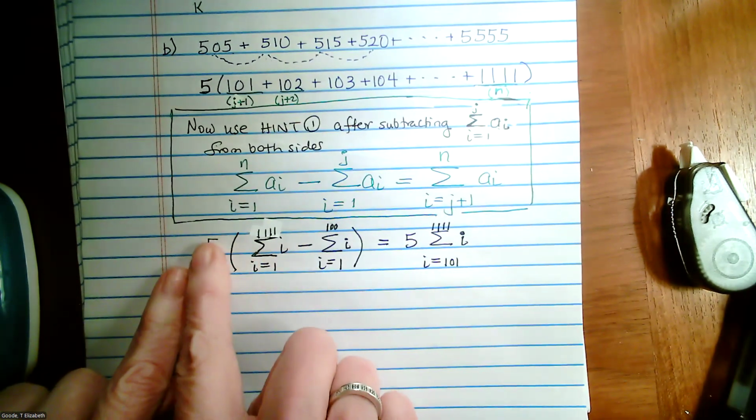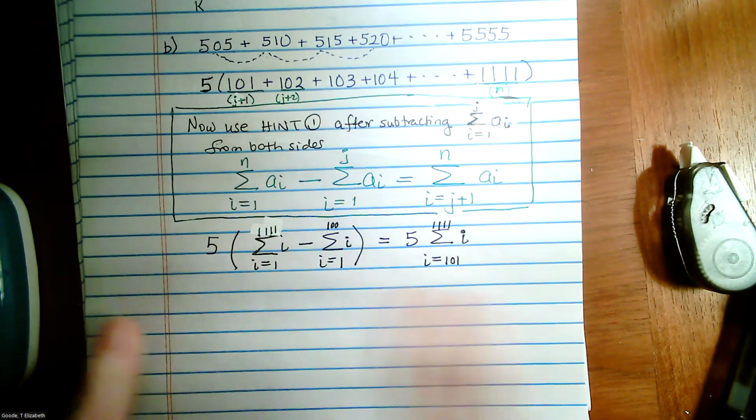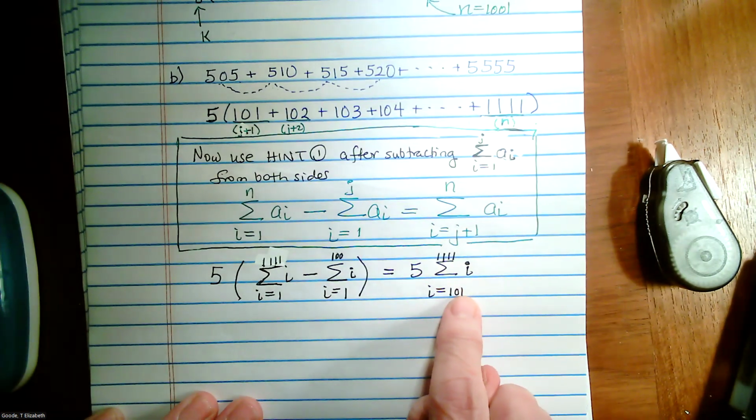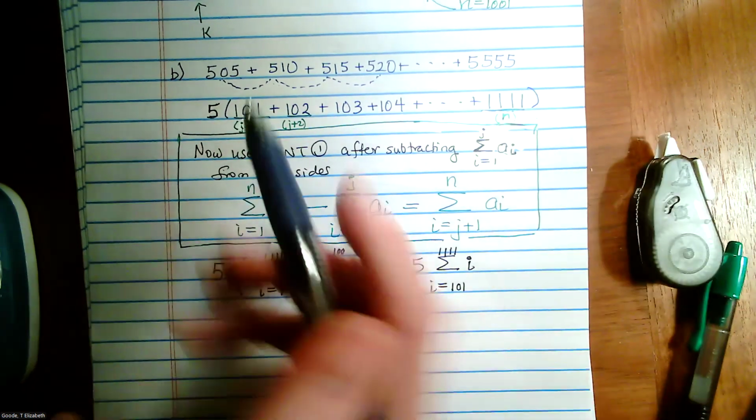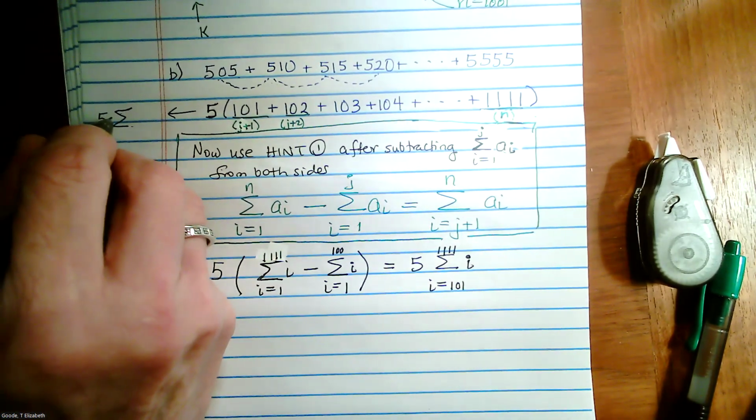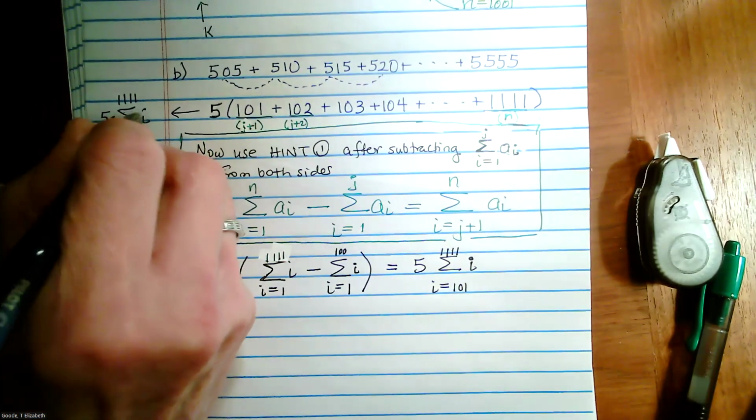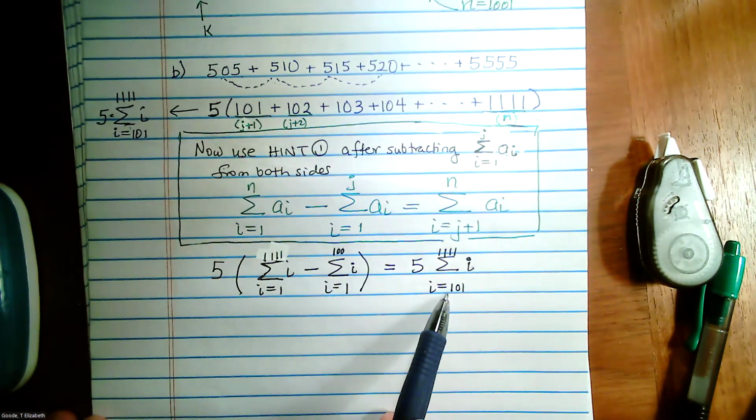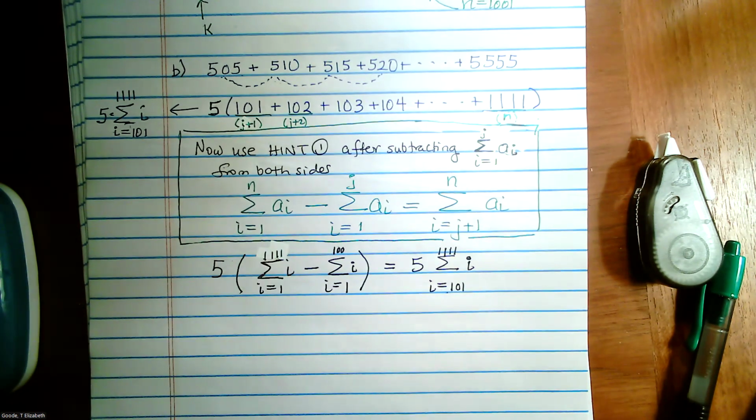So don't forget to multiply by 5 when you find this and you find this and you subtract them, then you have to multiply it times 5. Because what we have is 5 times the sum from I equals 101 to 1111 of I. That's what this sum is. So just don't forget to multiply by 5. All right. Cool. Thank you.